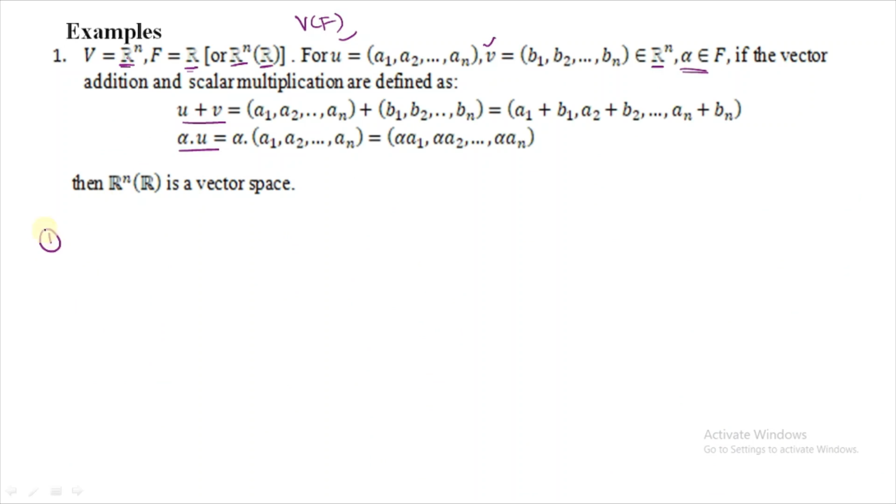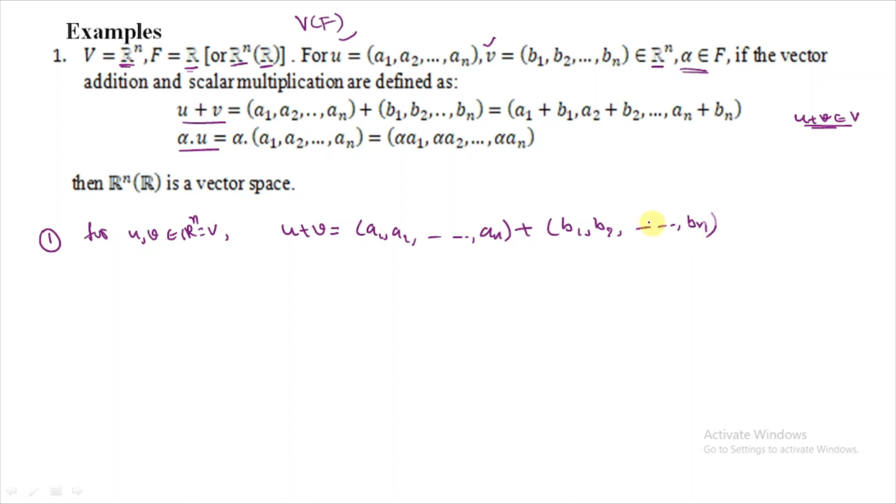First property, that's the closure property. For u, v belonging to Rn, Rn is the vector space. Closure property means u plus v belongs to the vector space. Now check this one, u plus v. Given u equal to (a1, a2, ..., an) plus v equal to (b1, b2, ..., bn). Now does it belong to Rn?